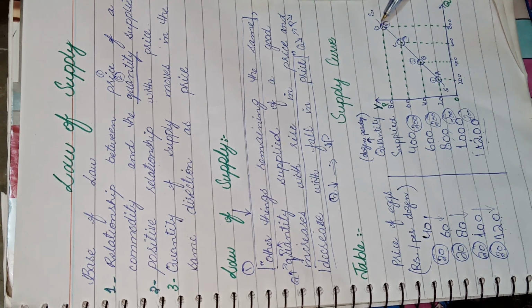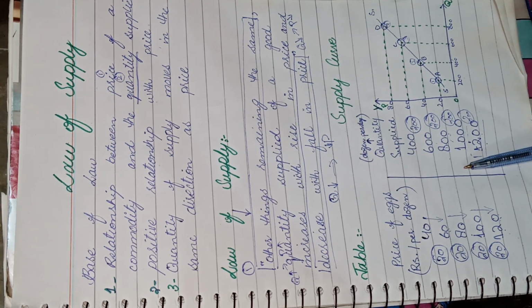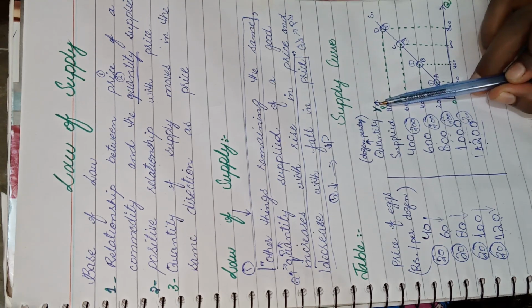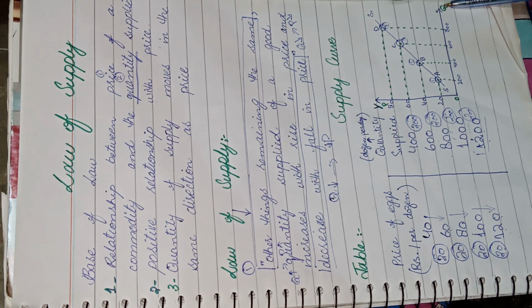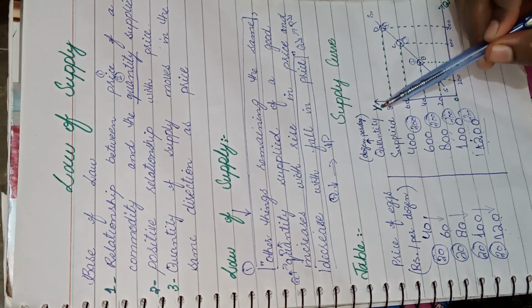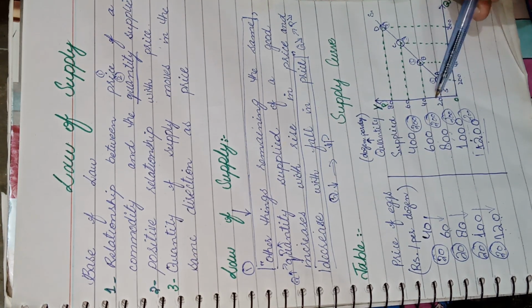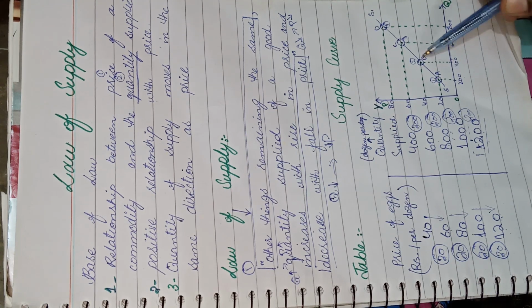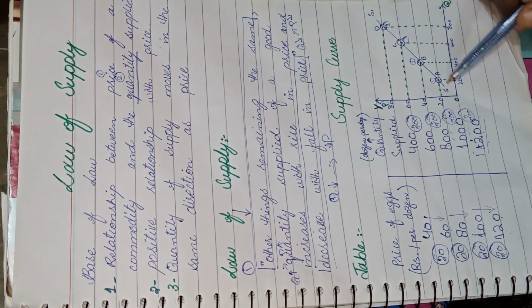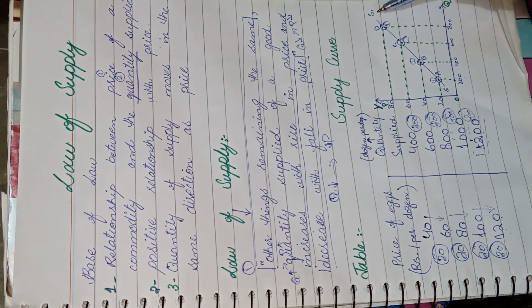Now we will make the supply curve with the help of this table. On the horizontal axis we take the value Q for quantity, and on the vertical axis P for price. We have pointed out the values. Joining these points we have the supply curve. The first point is A, the second is B, the third is C, and the fourth is D. By joining A, B, C, D, we have the supply curve.